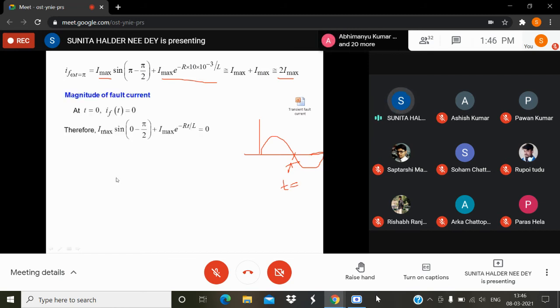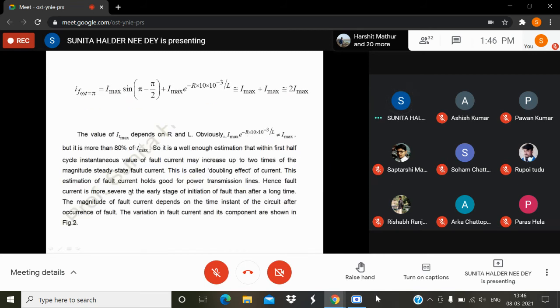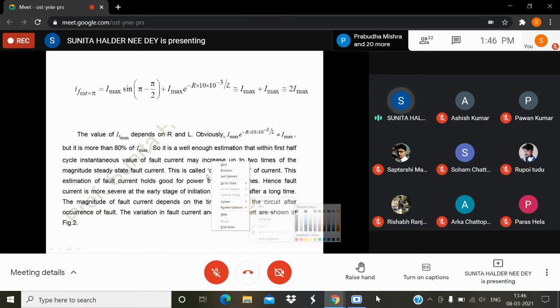So what is the magnitude of fault current? So approximately we have seen this is twice Imax. So at t equal to 0, IF equal to 0. I forgot to put t equal to 0 here. So this is 0. And then after first cycle, omega t equal to pi, we have got this expression that I have already discussed. So actually, this is approximately twice of that. It may be 80%, it may be 90%. Generally, it is approximately equal to twice of the fault current. So we call it the doubling effect.